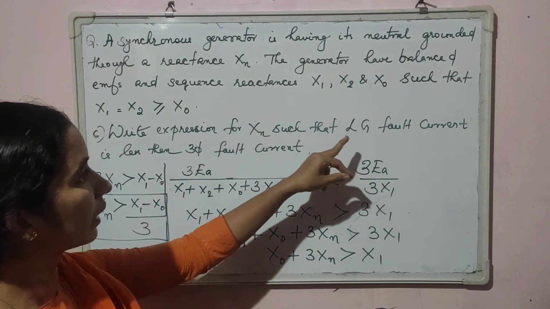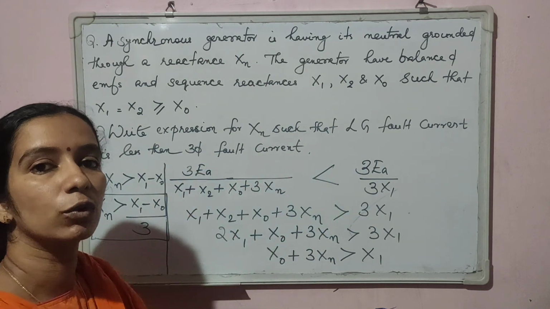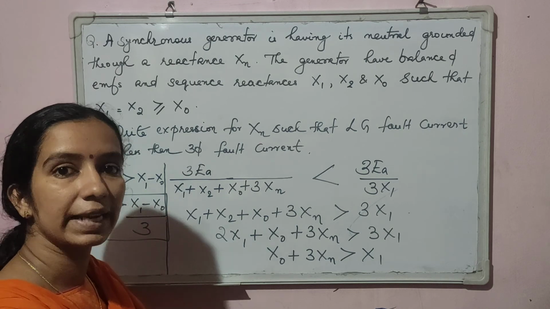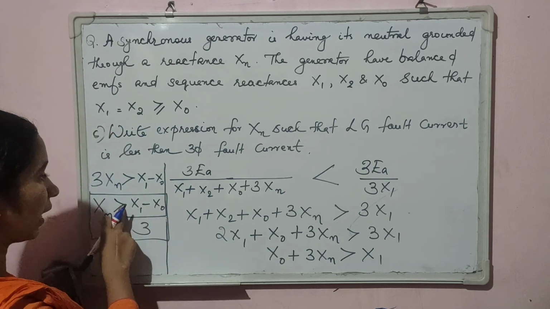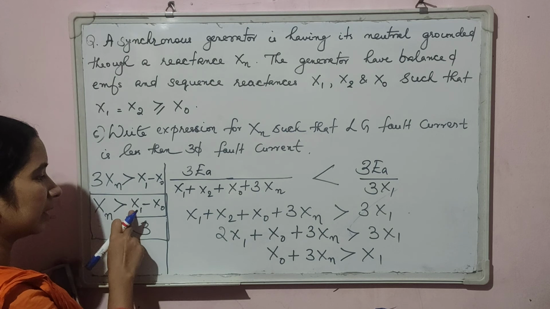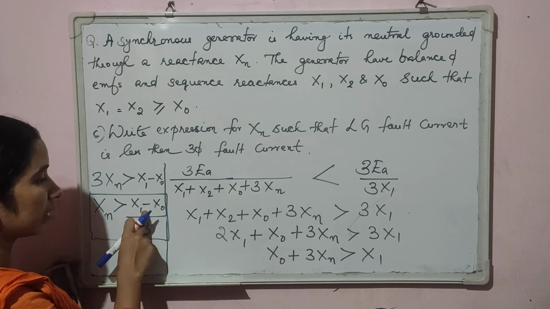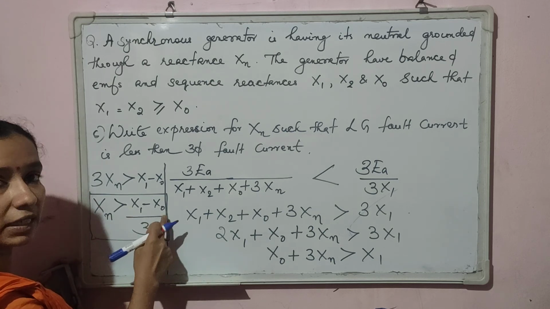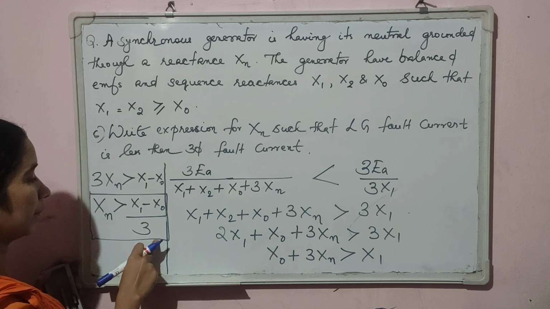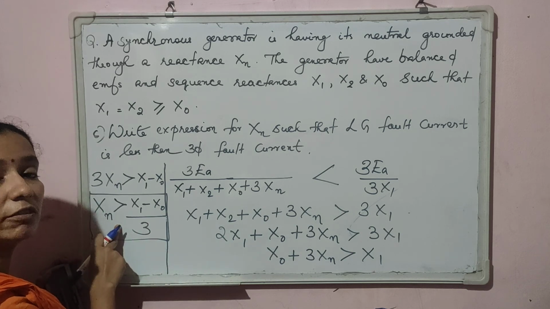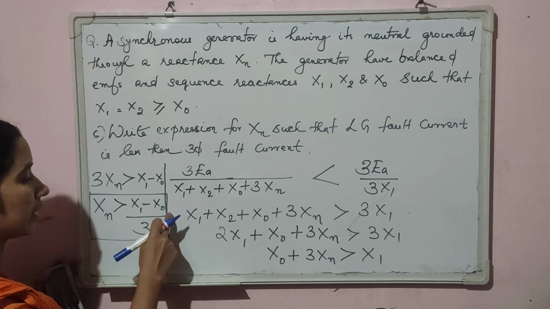For the LG fault current to be less than the 3-phase fault current, we need to connect a reactance Xn whose value should be greater than X1 minus X0 divided by 3. So Xn should have a value which is greater than X1 minus X0 by 3.